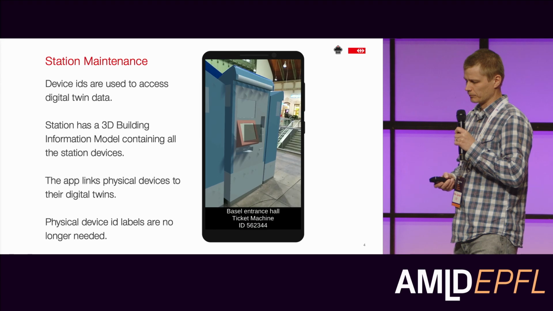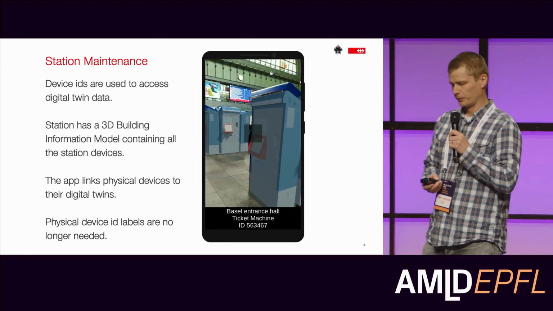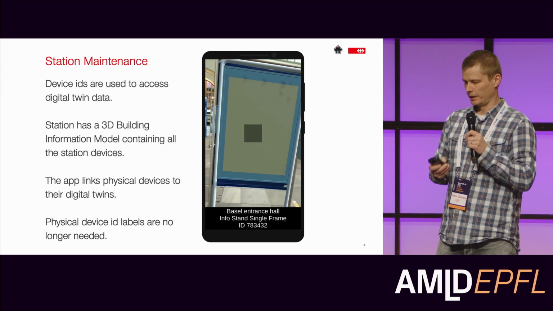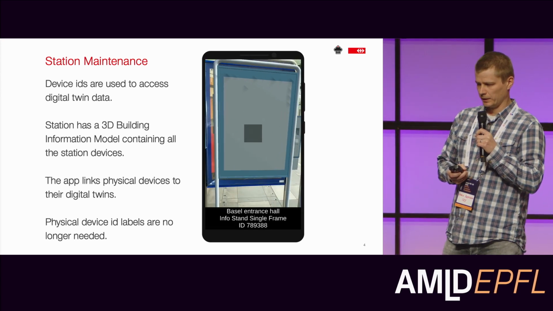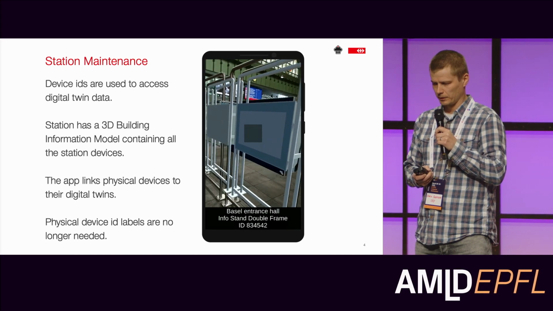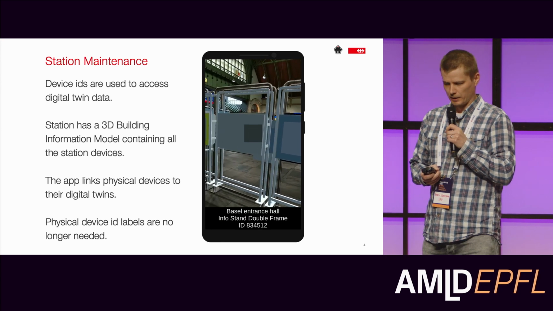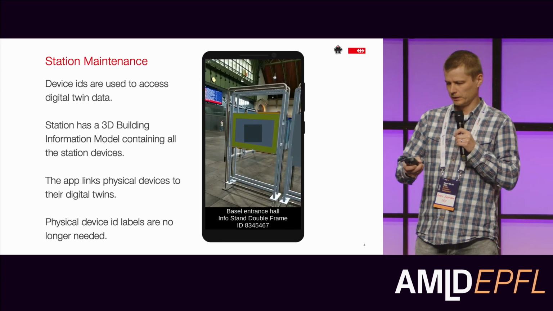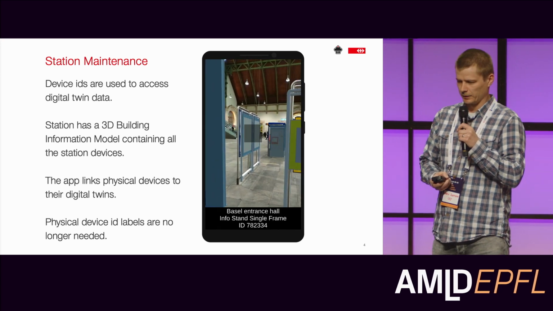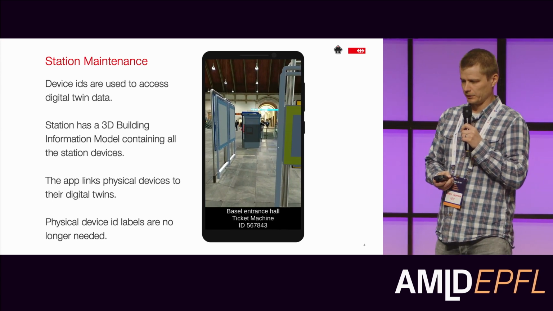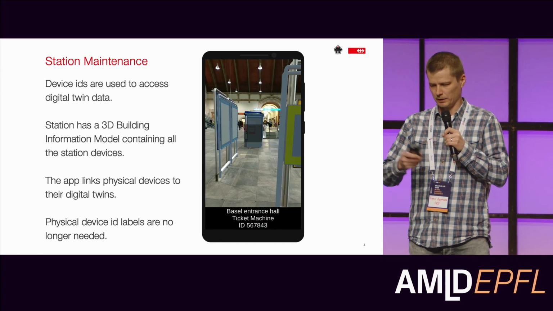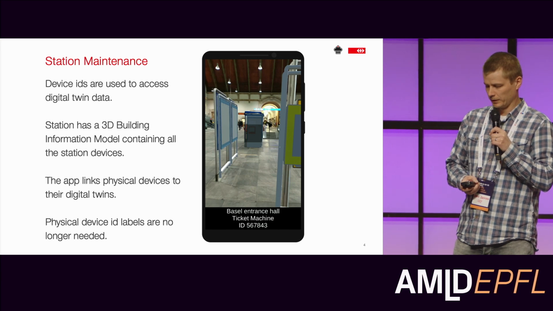And this application can render the 3D object on top of the real object, and we can now match the digital twin with the real object. And now when I point at the object with my mobile phone, I get immediately the ID of each of these devices. And now I could move forward and get all the information or update the information. So in this way, we can get rid of all the physical labels which are stickers on some of the devices.